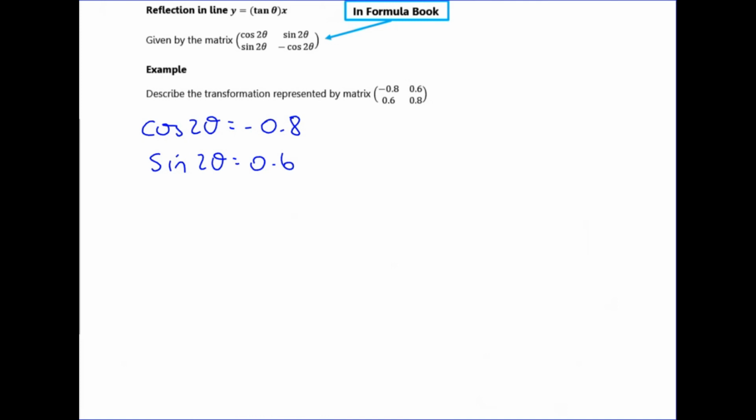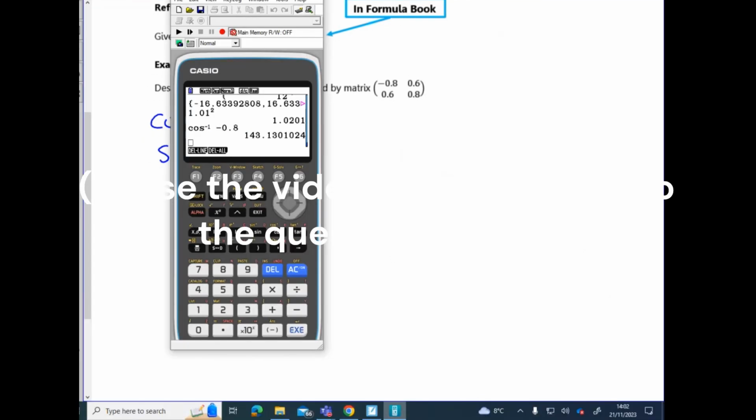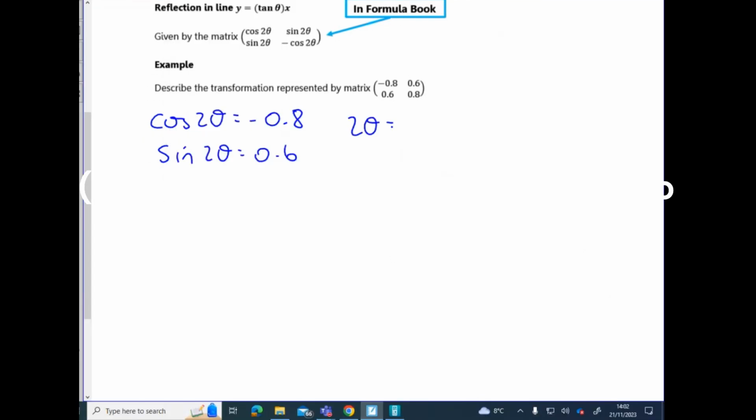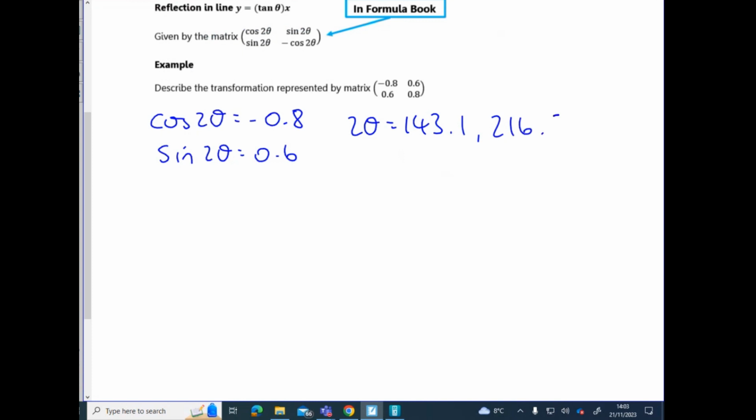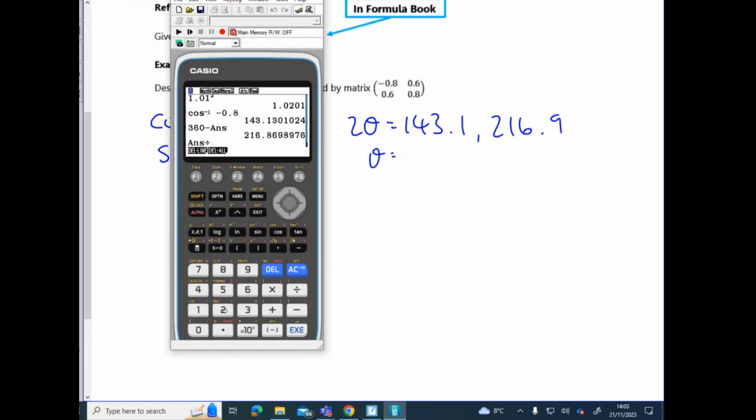So solve these in your calculator. So 2 theta equals 143.1. And extra solutions for cos come from 360 minus that one, 216.9. Then if I divide these through by 2, so 108.4.